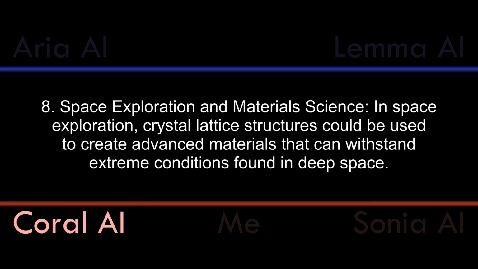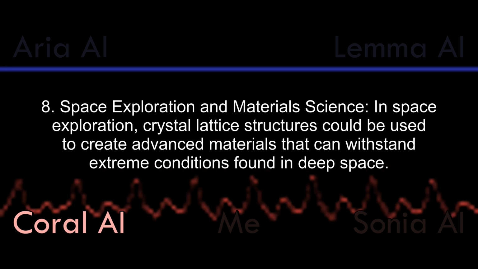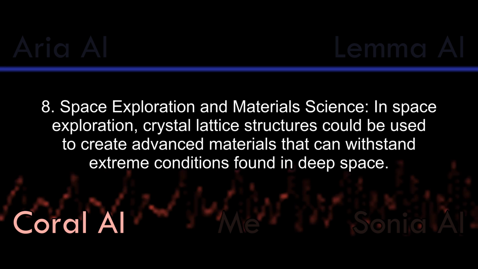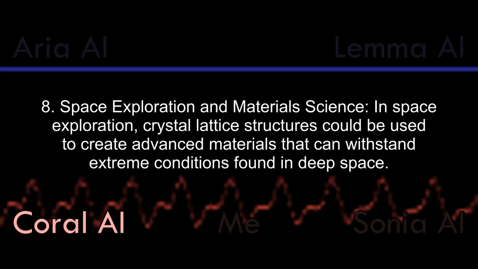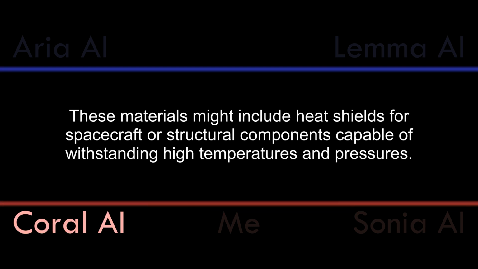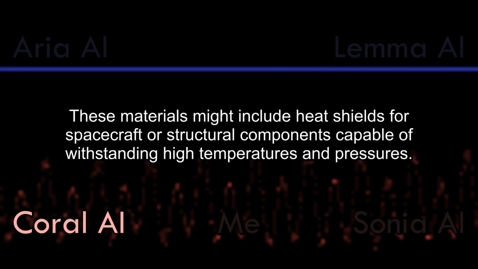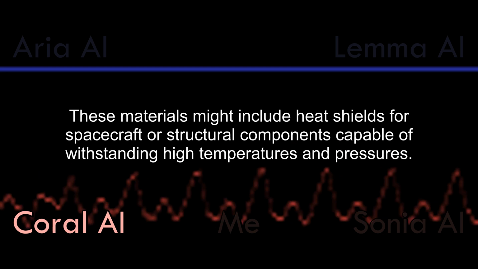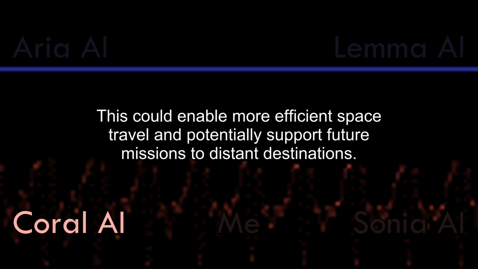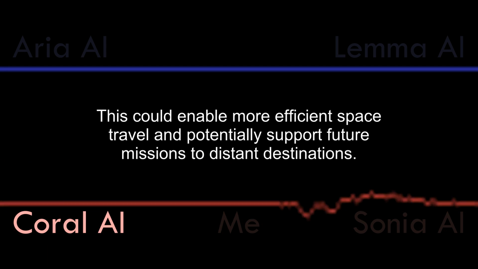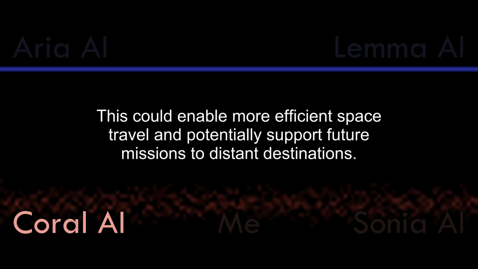8. Space exploration and materials science. In space exploration, crystal lattice structures could be used to create advanced materials that can withstand extreme conditions found in deep space. These materials might include heat shields for spacecraft or structural components capable of withstanding high temperatures and pressures. This could enable more efficient space travel and potentially support future missions to distant destinations.